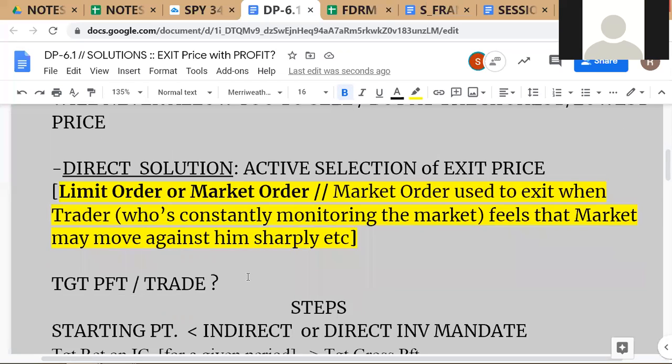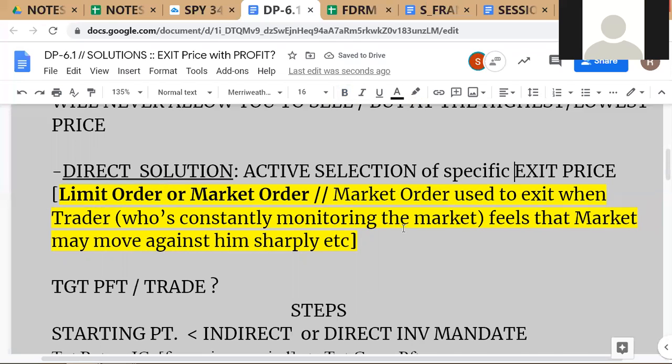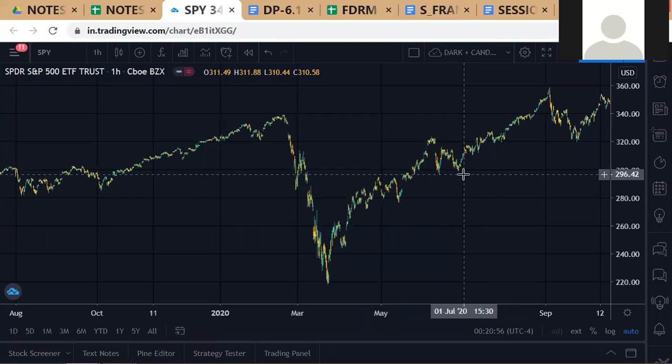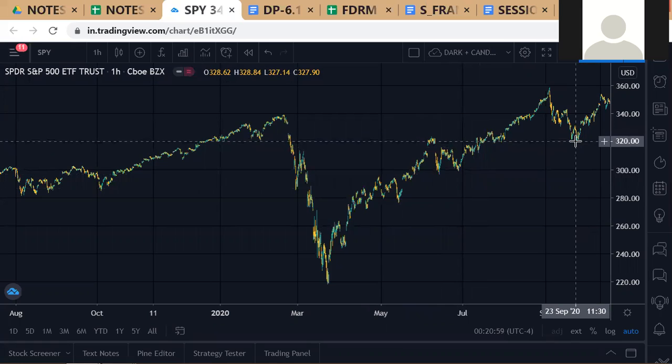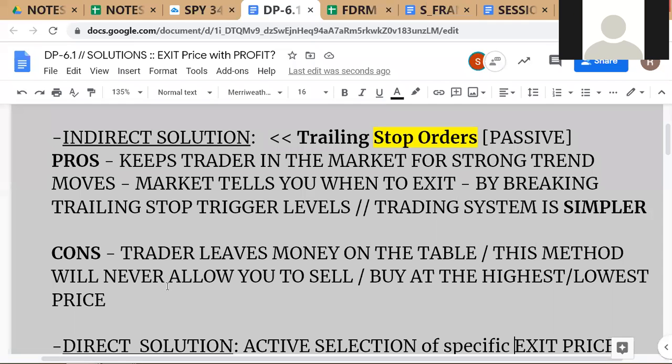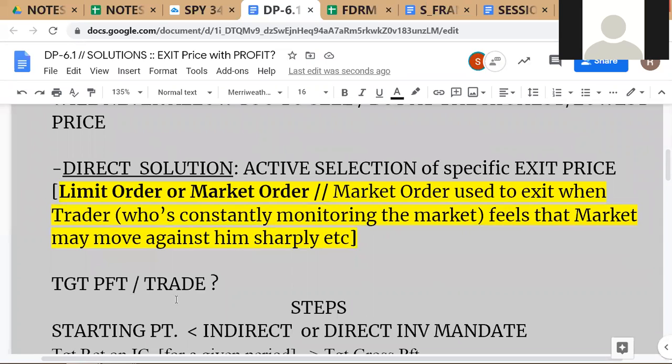So if you're going to use a limit order, how do you use limit orders to solve this problem directly? Direct solution means active selection of a specific exit price. In the case of the passive solution, we do not select a specific exit price. We keep referring to lows, and then we just read off what the low price is. We don't determine the price first. We identify the lows, and from there we see what the price is. Here we are going to identify the price first, directly, through active selection of a specific exit price.